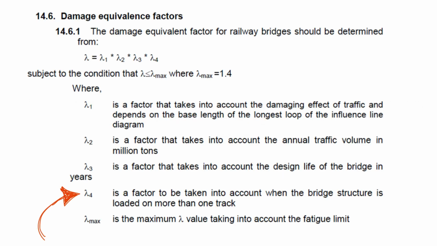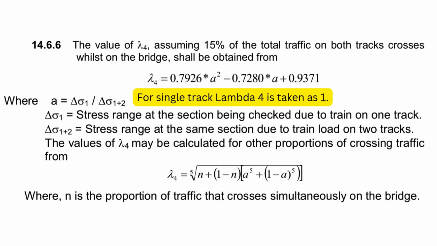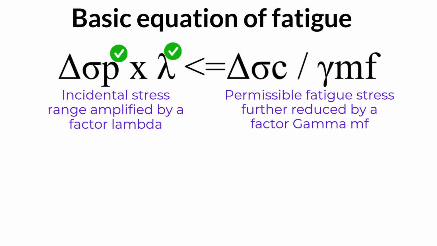Next factor is lambda 4, which is applicable only in those cases where more than one track is situated on the bridge girder. The formula is given in paragraph 14.6.6. In most of the cases of Indian Railways, the bridge girders are for single track. Now coming back to our basic equation, we have discussed stress range and lambda.